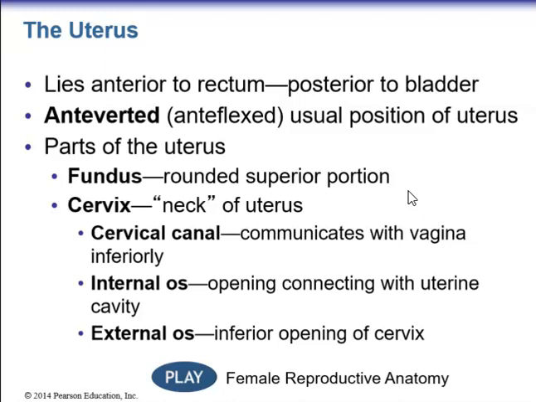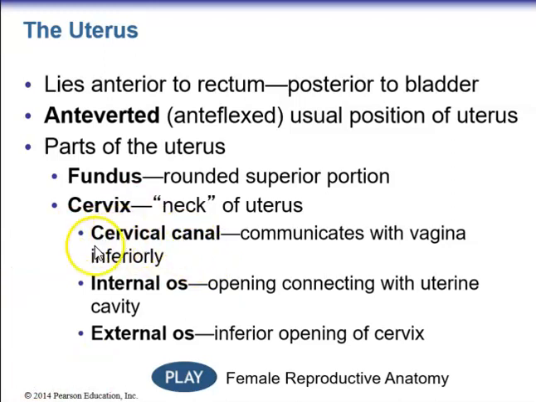fundus. We then have the lower third of the uterus called the cervix. This is considered the neck of the uterus. The inferior opening of the cervix is called the external os. This is the opening that we see when we as clinicians do a pap smear, and we take our samples from the external os. The external os goes towards the inside of the uterus via the cervical canal.